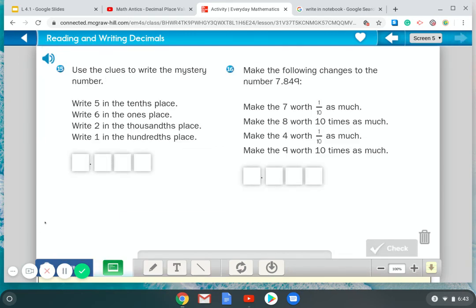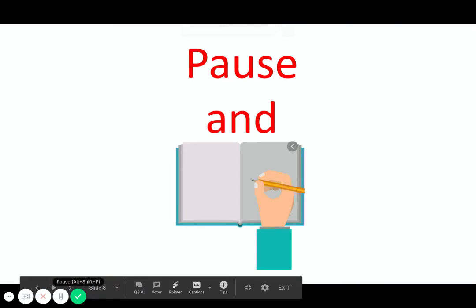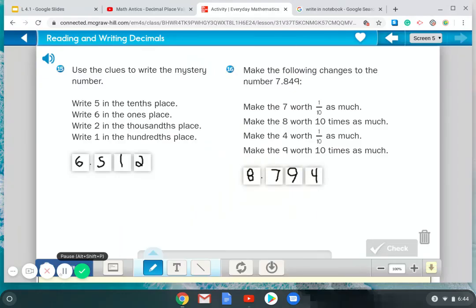Okay, now to further your practice, in your notebook, let's complete 15 and 16. You're going to follow these clues to find the mystery value. Okay, here are the answers for 15 and 16. If you were to follow the mystery clues for number 15, you would have 6 and 512 thousandths. And then if you were to make the changes to problem 16, you would have the value 8 and 794 thousandths.